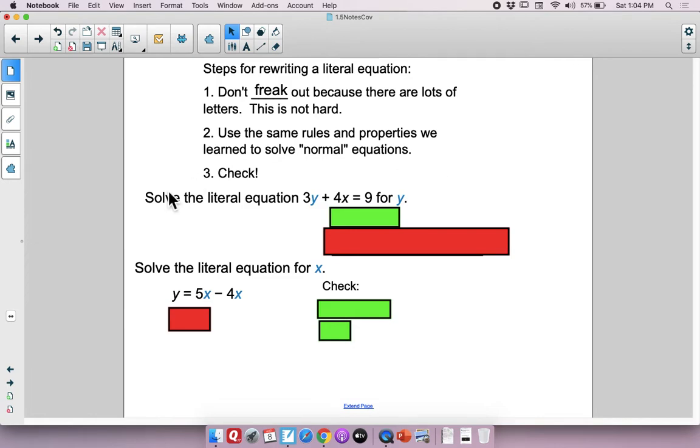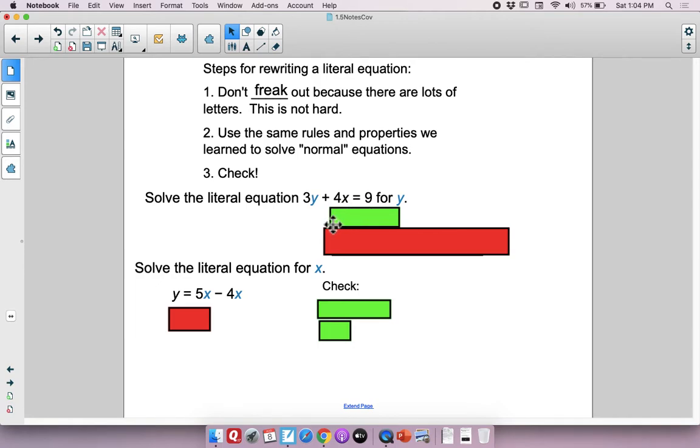So let's go ahead and do this one together. Solve the literal equation 3y plus 4x equals 9, and we're solving it for y. That's why I made it blue there. So again, simplify each side separately. Is there anything that we can simplify on the left side here? No. We've got 2 variable terms, but they're not like terms, right? Because one has y as a variable, the other has x. What about the right side? No, 9's by itself. Can't simplify that.